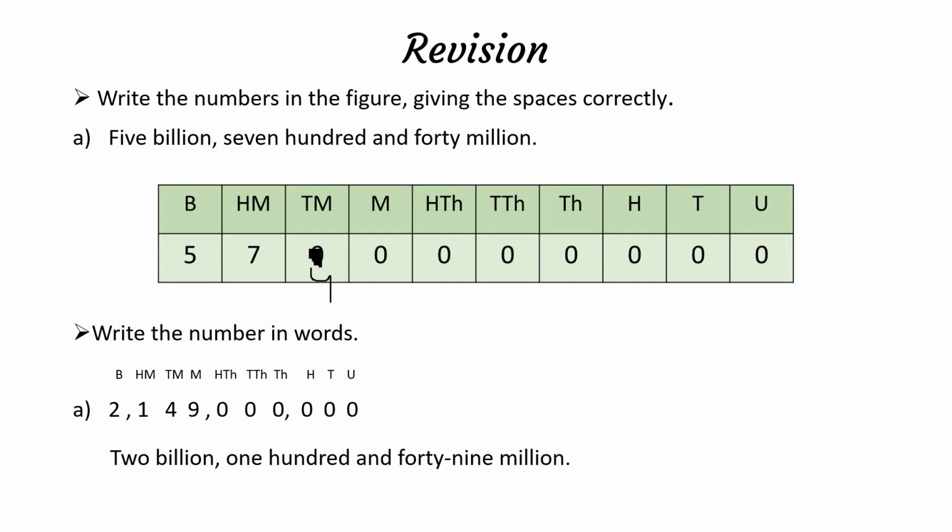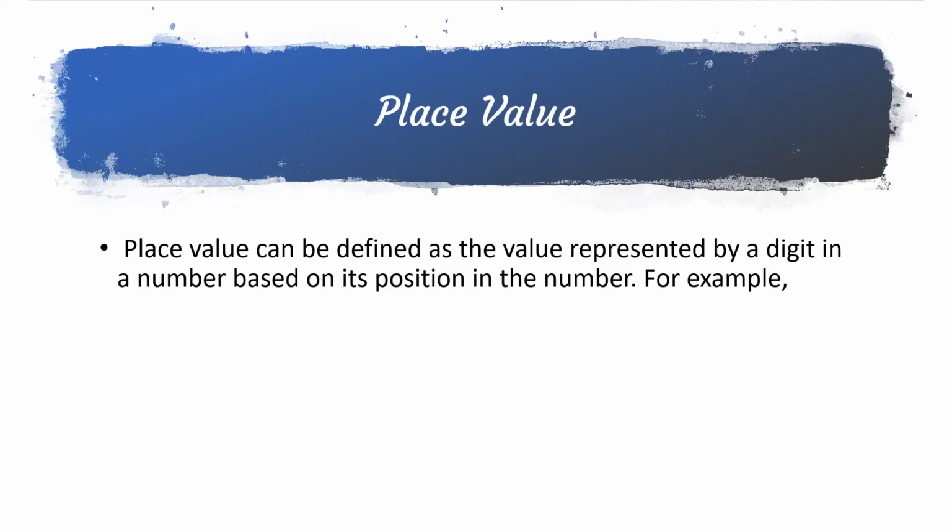Now let's move to our new topic, which is place value. So what is the place value? Place value can be defined as the value represented by a digit in a number based on its position in the number. It means that for the digit we have to write the place value of, our first step is we see the place of that digit in that number.